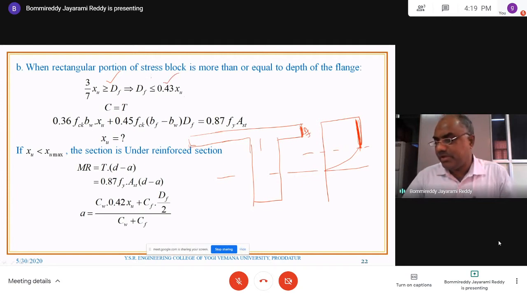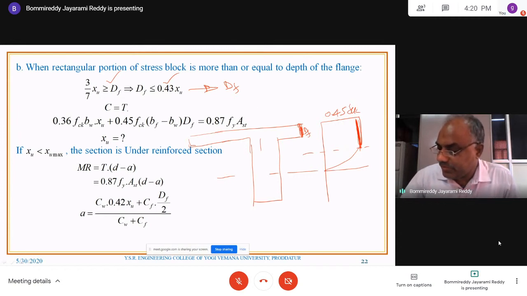It is sometimes important in the examination: DF is less than, or DF is more than, etc. So what is the meaning of it? If this is the case, at every part of the flange the stress will be equal to 0.45 FCK. If this is the case, we are going to use only DF, because every point of the DF is the same 0.45 FCK, because this vertical depth is the same.